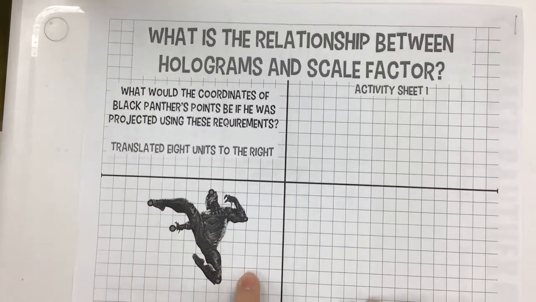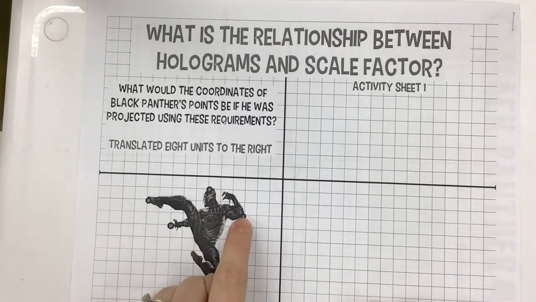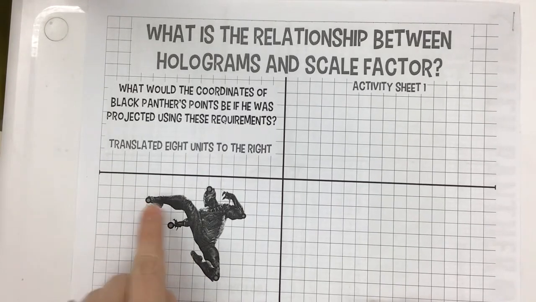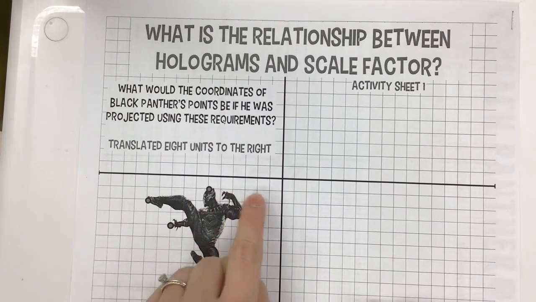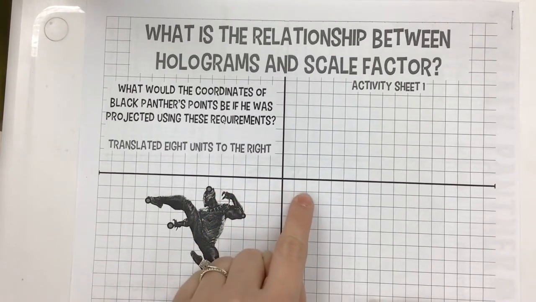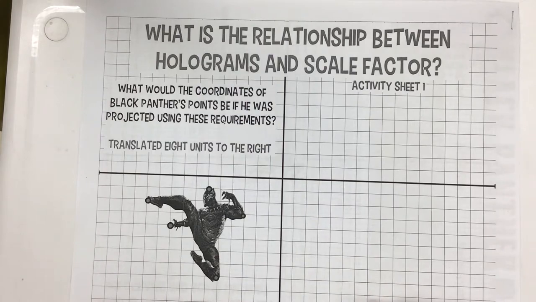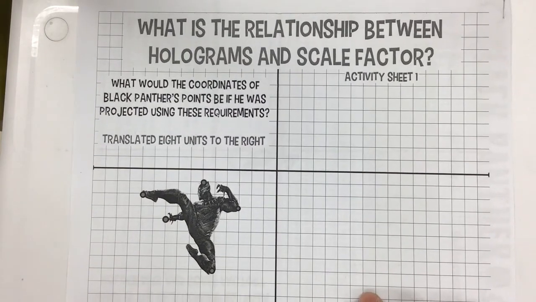So in order to do this, you're going to find each point of the Black Panther, his head, elbow, knee, hand, and foot. And each one, you're just going to move 8 units to the right. So 1, 2, 3, 4, 5, 6, 7, 8. Okay, and then you're going to put your new point for his head right here. And you're going to do that for each one of these. Pause the video here so that you can complete this.